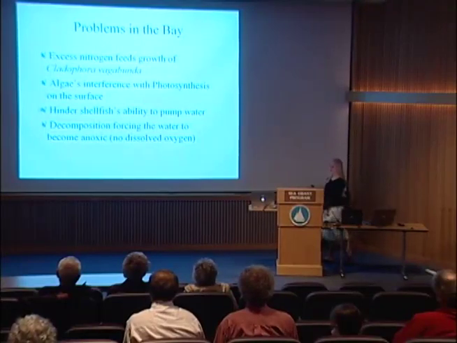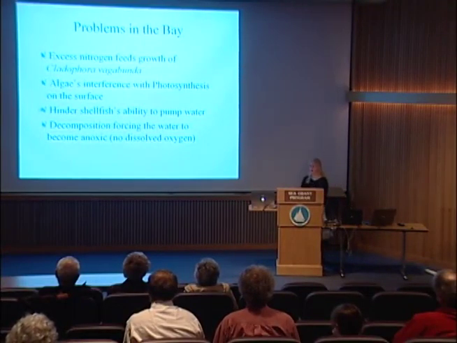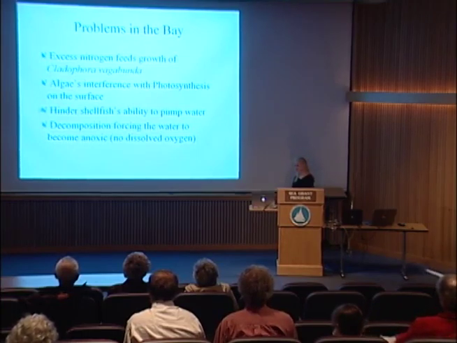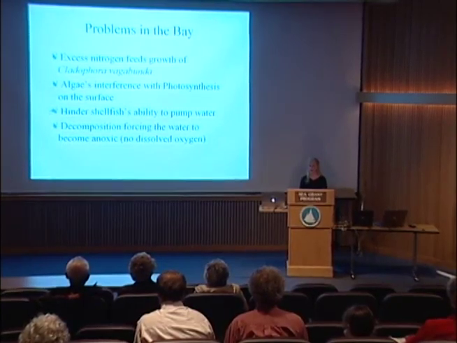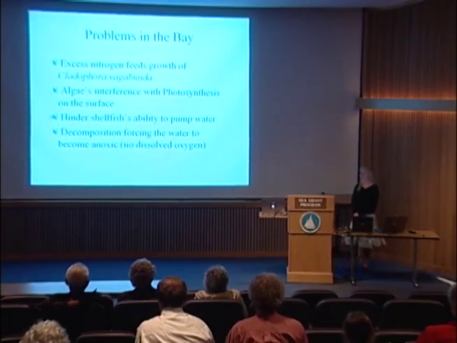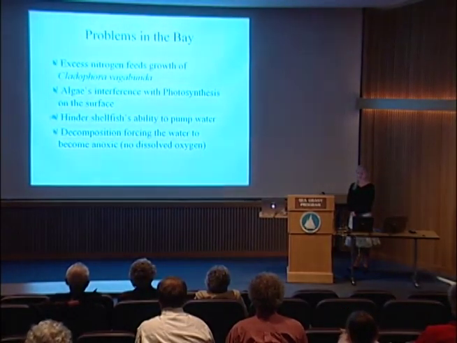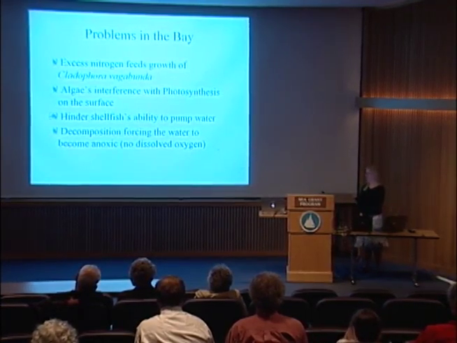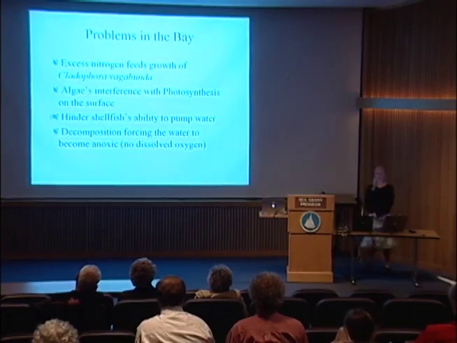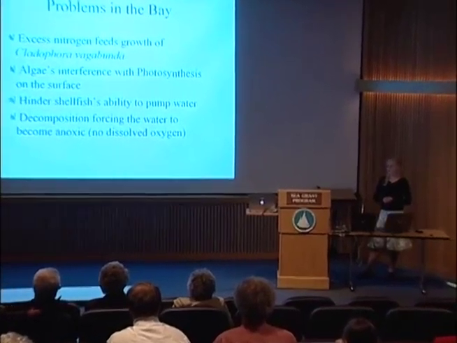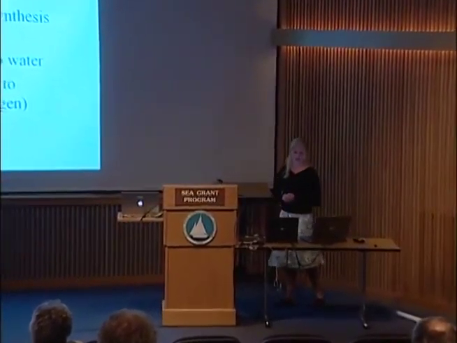What you may not know about Waquoit Bay is there are a few problems existing in the bay. This algae, Cladophora vagabunda, has over the past few years, and over the past decades really, started to take over the bay. It's a very fast-growing algae when given the right nutrients. Most of the time, the limiting nutrient on growth of algae like this is nitrogen, and that's what's theorized to have spurred the rapid growth of this algae in the bay.